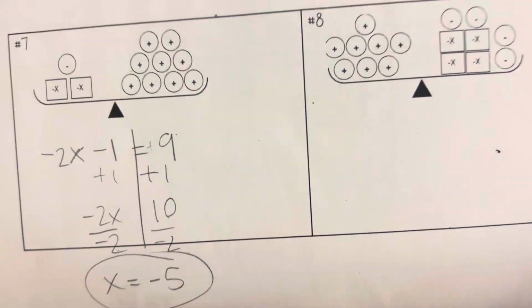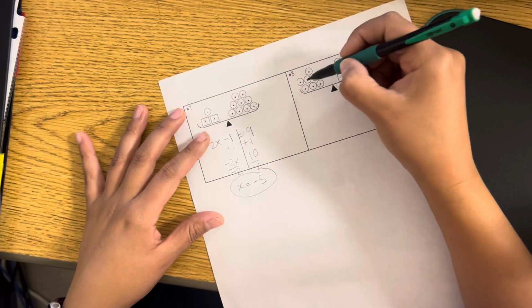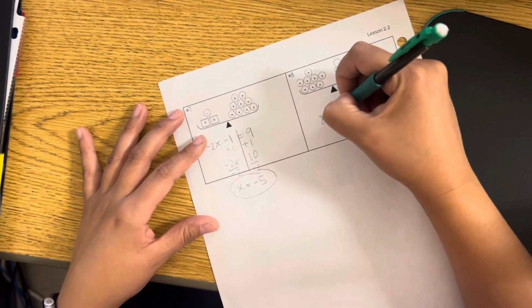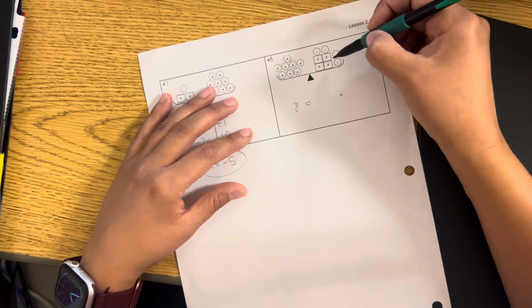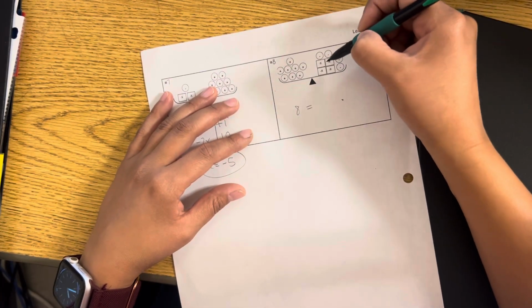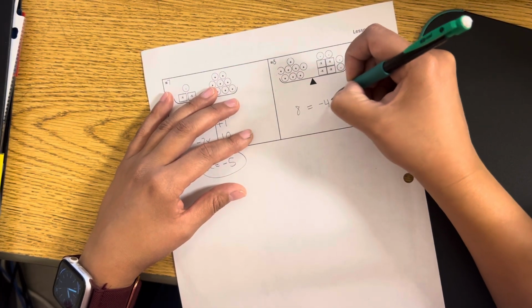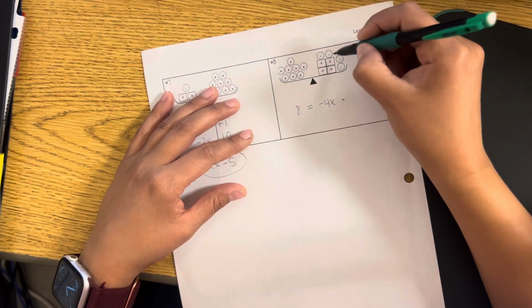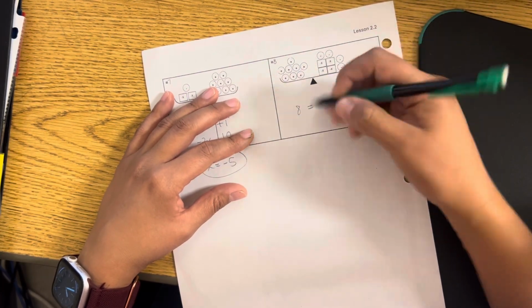Now, I want to show you this one because, of course, it makes it look different because the x's are on this side. But watch your digits here. Same premise. I have 3, 4, 5, 6, 7, 8 positive circles on that side. I always do my x's first when I'm doing the model. So I have 4 negative x's, so that's -4x. I have 4 negative circles, so -4.